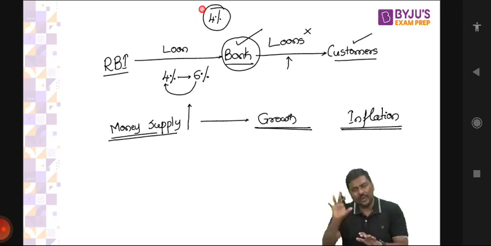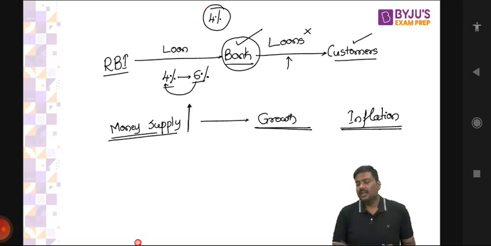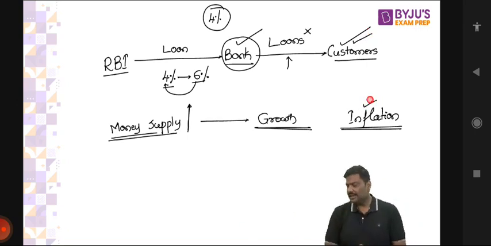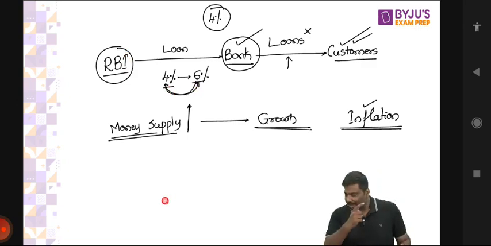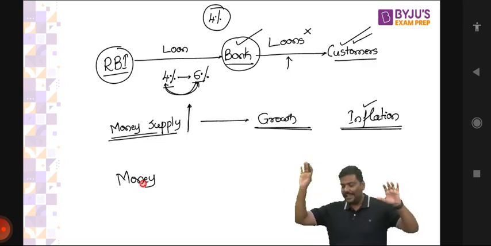So 4% is good. So now the danger is that if RBI reduces the rate of interest, the customers, the companies, etc., will take loans. Money supply will increase. That can cause inflation in the market. On the other hand, if RBI increases the interest rates, what will happen to money supply in the economy? Tell me now. If RBI increases the interest rate from 4% to 6%, 7%, 8%, what will happen to money supply? Money supply will go down.